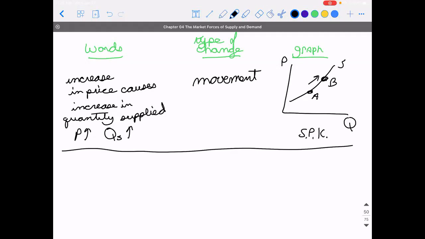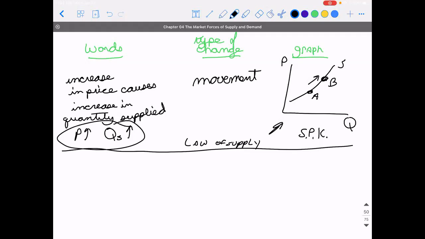So here's our first part here. If I were to say something like an increase in the price causes an increase in the quantity supplied, I would write it out like this. This would be a movement along the curve, and it would look like that. This would be part of the law of supply.